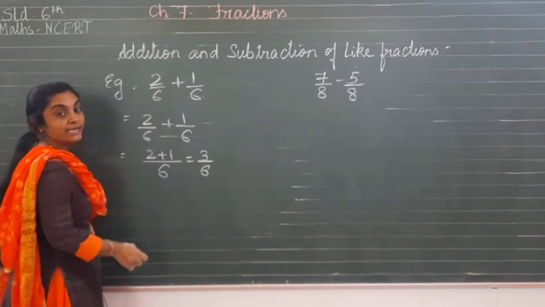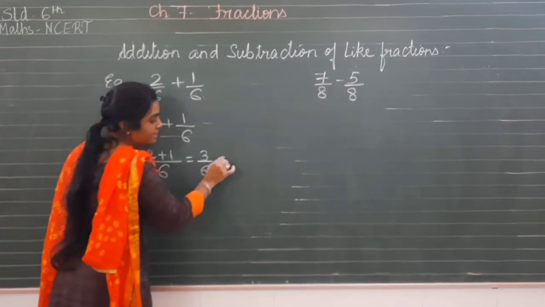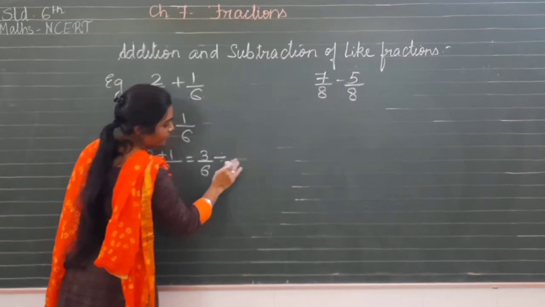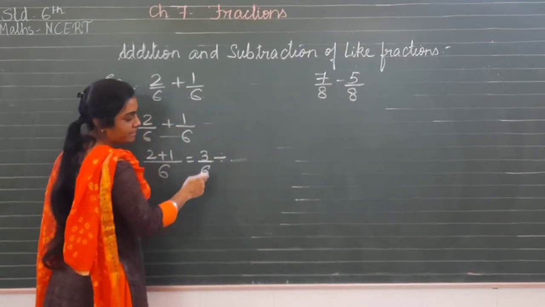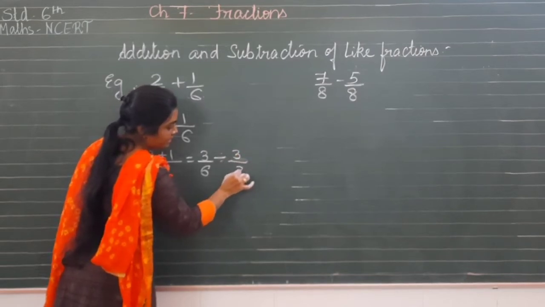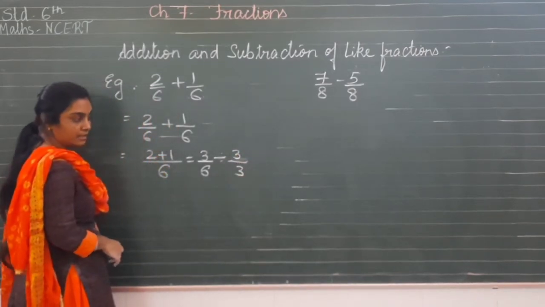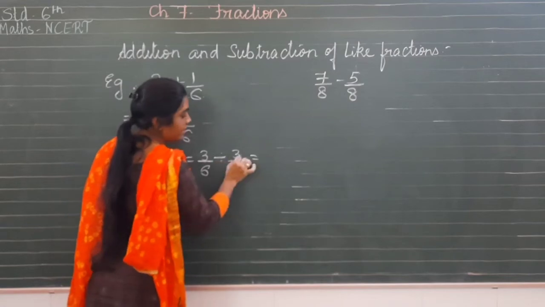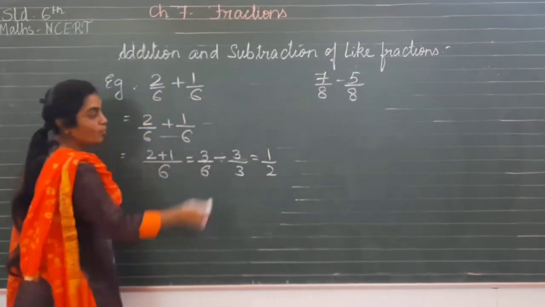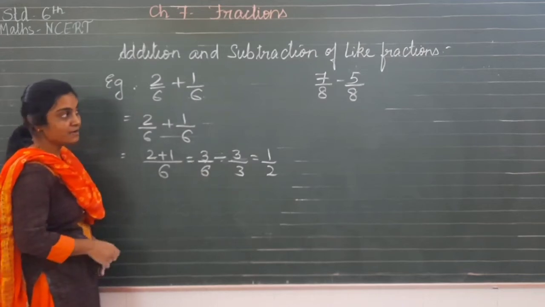To convert it into its simplest form, we can take the HCF of 3 and 6. So we will divide the numerator by 3 and the denominator also by 3. So 3 divided by 3 is 1 and 6 divided by 3 is 2. So 1 upon 2 is its simplest form.